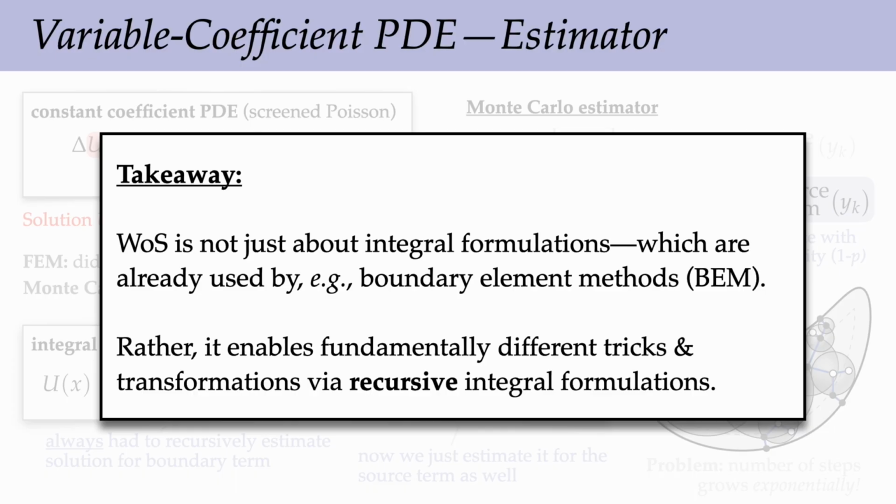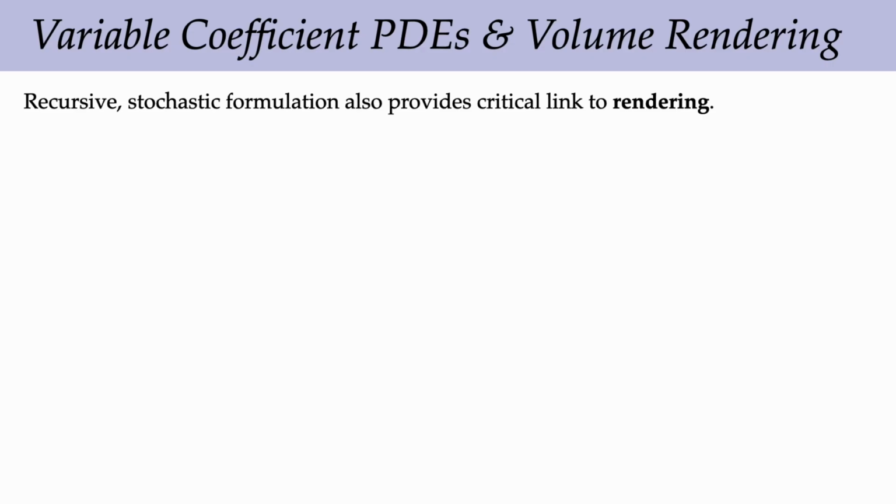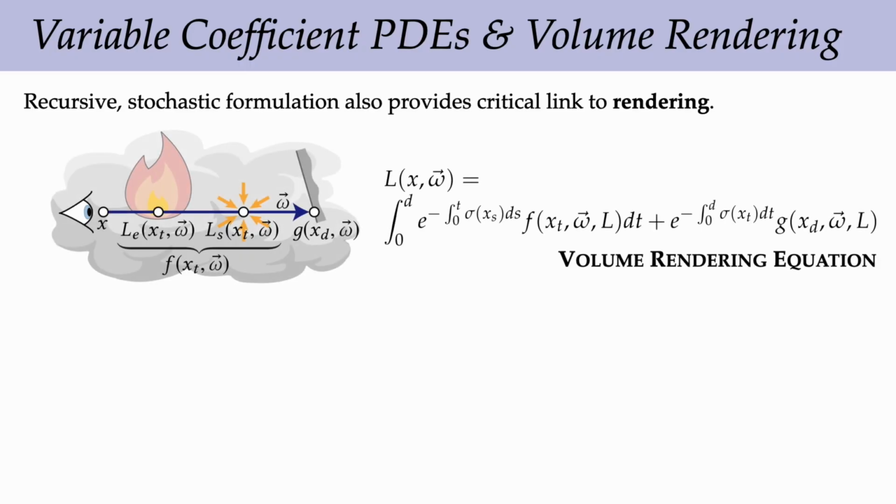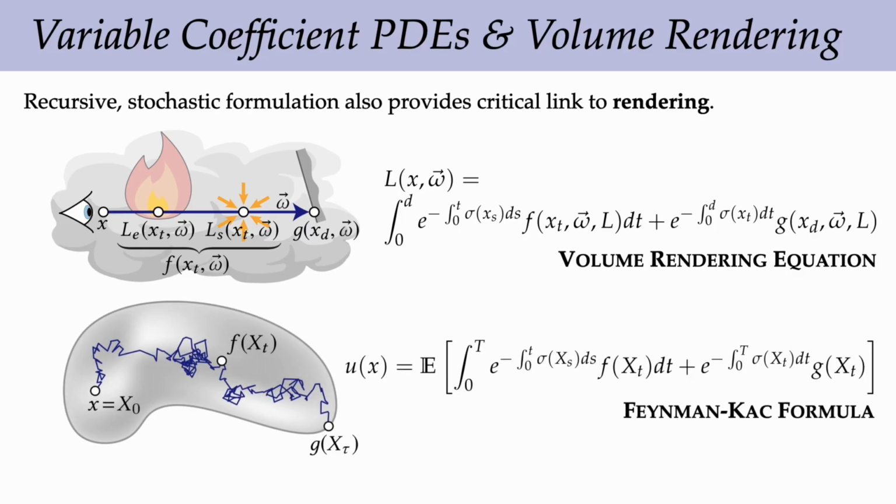The real takeaway here is that walk-on spheres is not just another way to think about integral formulations, which are already widely used, for instance, in boundary element methods. But rather, it lets us pull off fundamentally different tricks and transformations that can only be solved by recursively approximating integrals. And this viewpoint of recursive integral equations is also what lets us connect to a deep knowledge from rendering. The rendering equation is a recursive integral equation. In fact, if you write out the volumetric rendering equation for the radiance L in something like a cloud or a puff of smoke, then what you see is that structurally it's almost identical to the Feynman-Kac formula for our PDE. So we'll exploit this connection a lot as we continue.